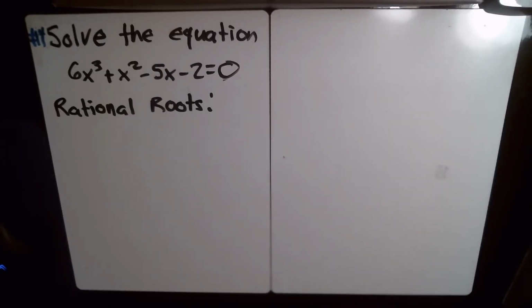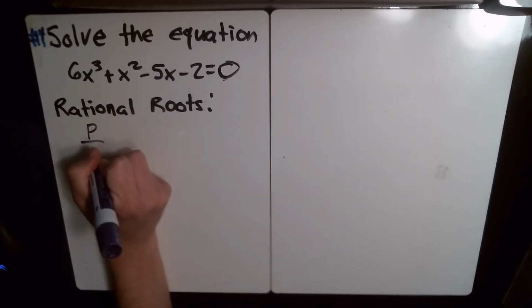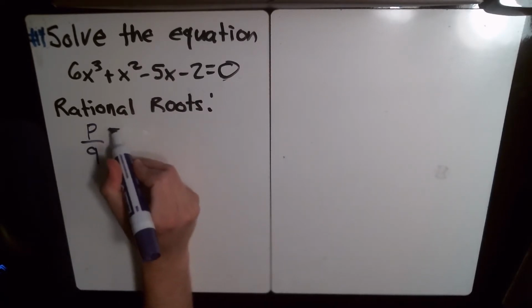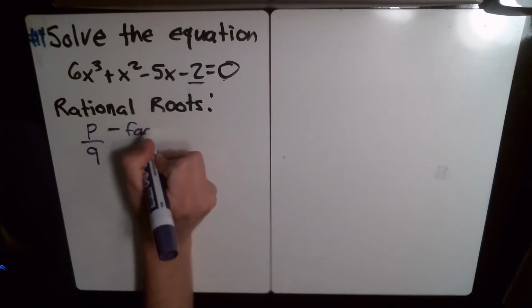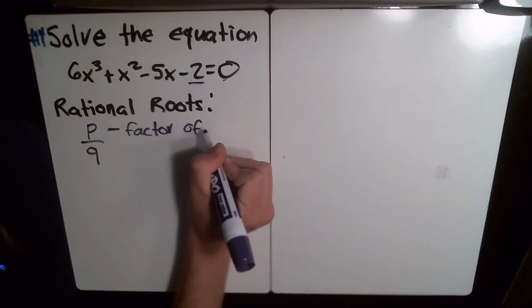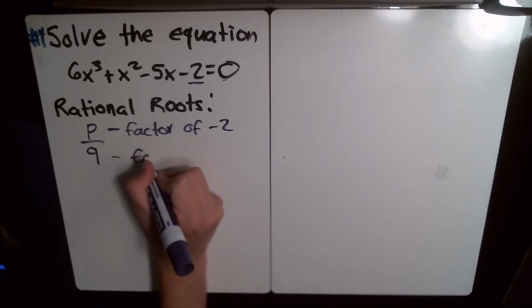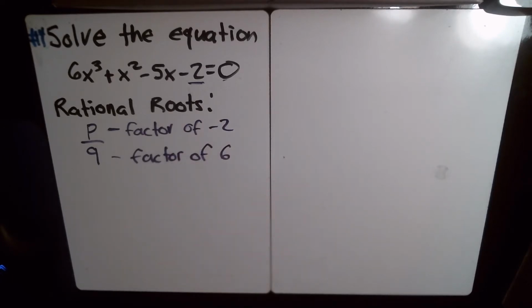Well, that's the P over Q thing. So my rational roots are going to be P over Q, and P is a factor of, in our case, this term. Okay, so a factor of -2. It really doesn't matter if it's -2 or +2. They will have the same factors either way. And then Q is a factor of 6. Okay, so those are the types of rational roots I can have.